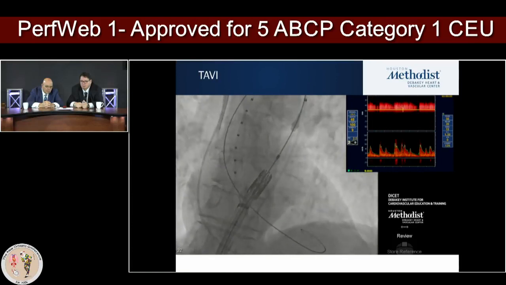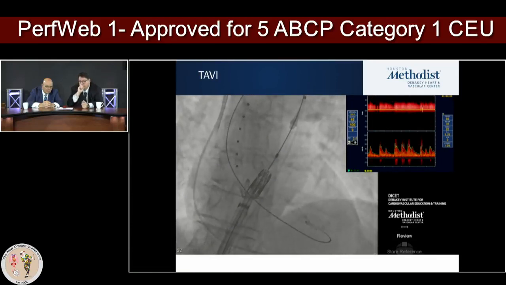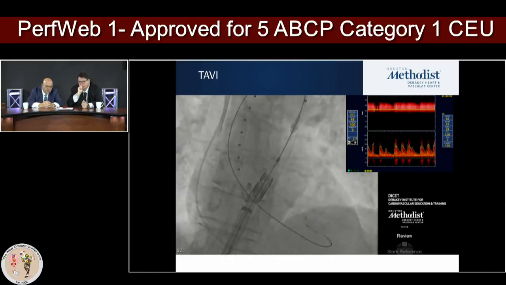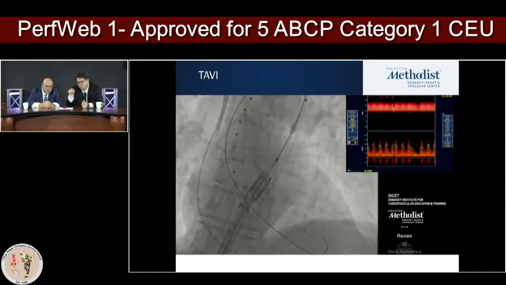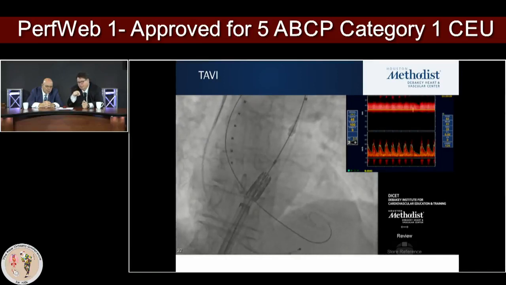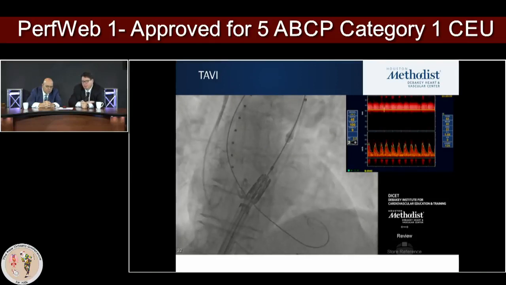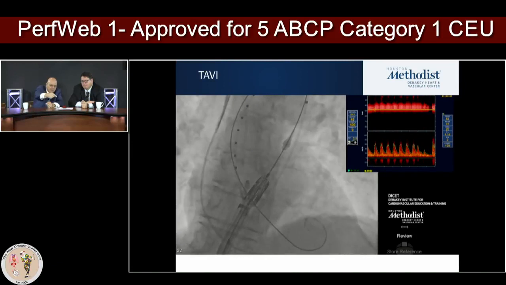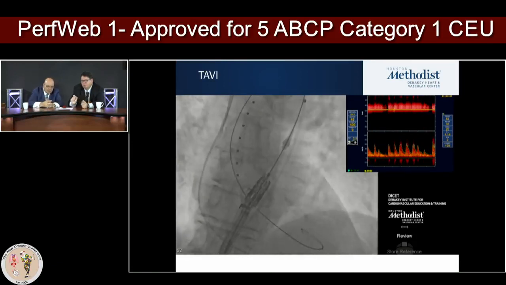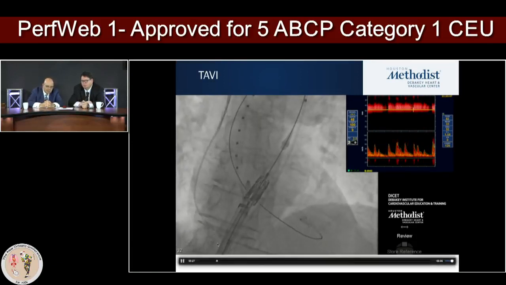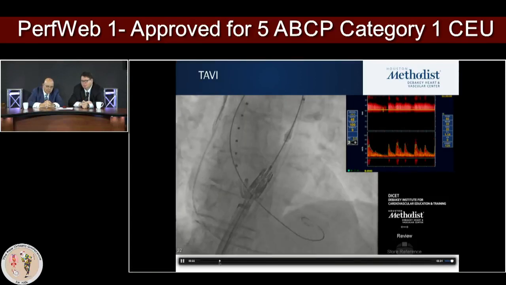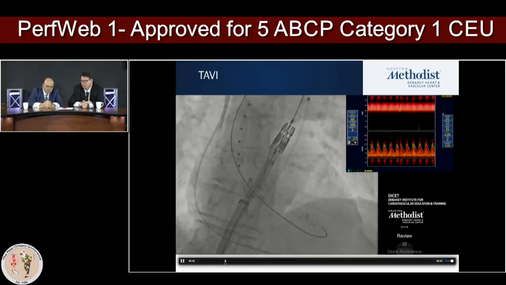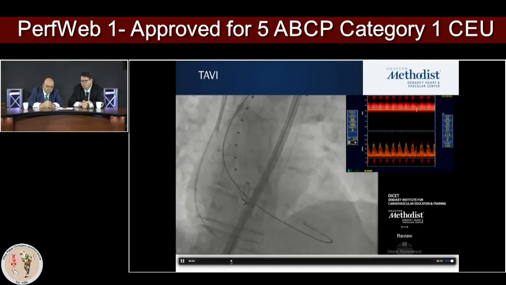Let's see this deployment. So this is an Edwards Sapien valve. You can see the sheath going, and we have the pigtail and the aortic valve, and now we're trying to go across around the arch. And you can see it pushing against that forward wall a little bit. Roger, on the clip, if you can fast forward to see the valve crossing the arch. See, here comes the valve crossing the arch.